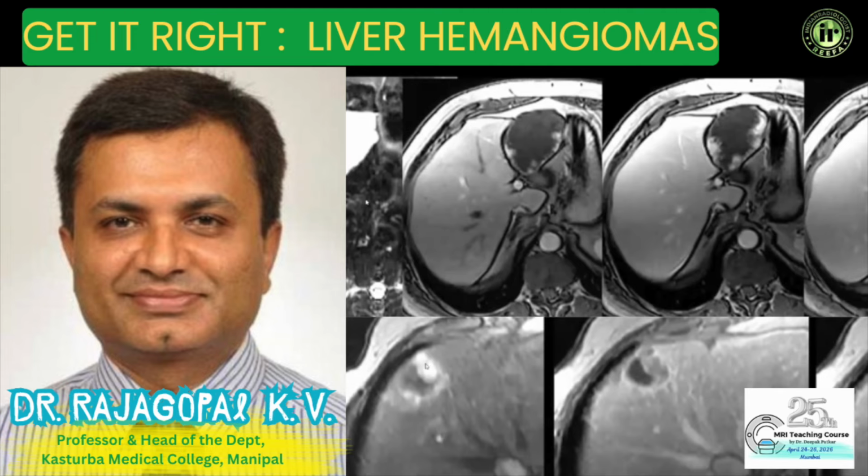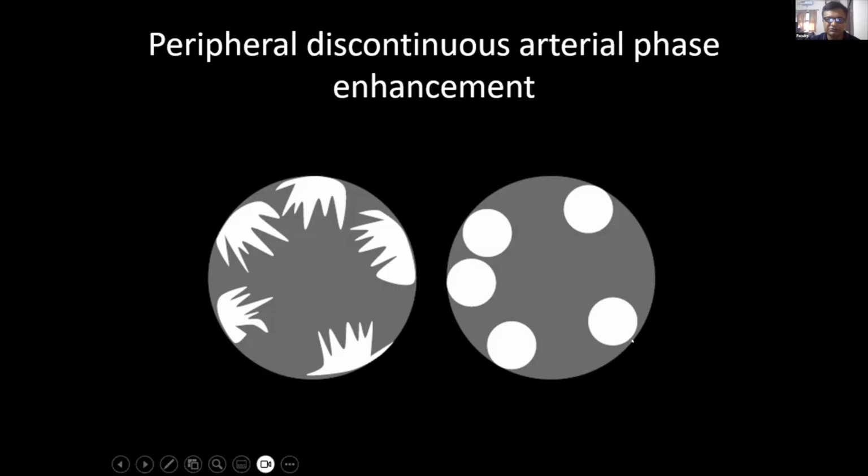The most common benign tumor that we see in the liver is probably the hemangioma. And how exactly does it present? Usually it presents as arterial phase peripheral nodular enhancement, which is probably one of the most specific features for hemangiomas. I'll show some examples.